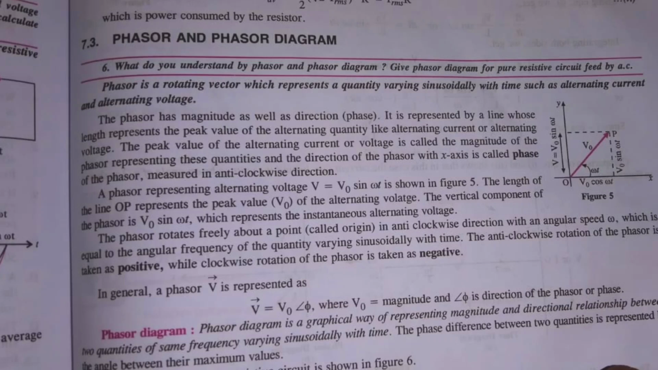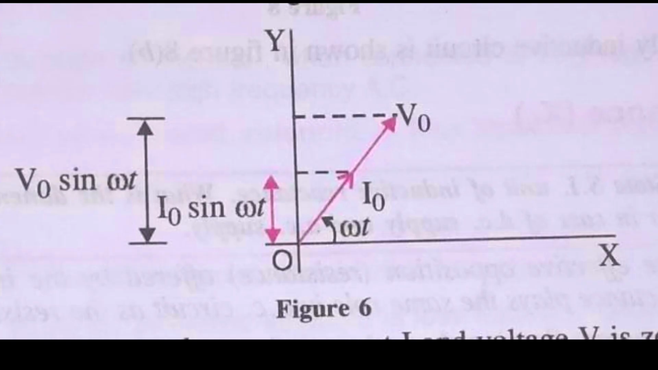The phasor rotates freely about a point which is taken as the origin, in the anti-clockwise direction with angular velocity. The anti-clockwise rotation of the phasor is taken as positive, while the clockwise rotation of the phasor is taken as negative. So here is a diagram which is known as a phasor diagram. This diagram shows the phase difference, that is the direction, between the current and the voltage.